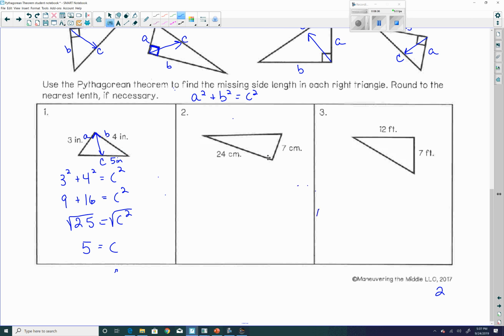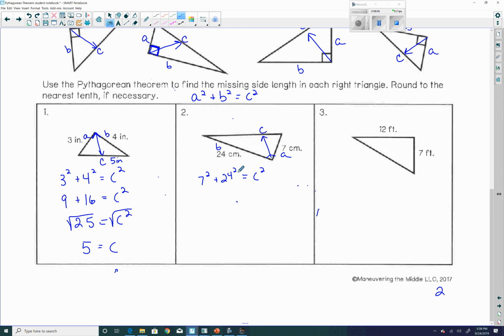Okay, again here, this looks like it's my right angle. It's going to point at my C side. The reason I'm taking the time to identify which is the C side is because eventually we're going to have a problem where we've got the C side and we're looking for one of the legs. So I can set this up as 7, let's go ahead and label A and B. So 7 squared plus 24 squared equals my C squared.